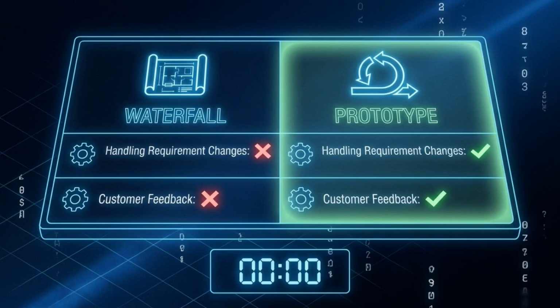Test your understanding. How does the prototype model compare to the waterfall approach when handling requirement changes and customer feedback? The prototype model is built for continuous feedback and easy adaptability. Waterfall, conversely, limits feedback and makes changes incredibly difficult once development begins.